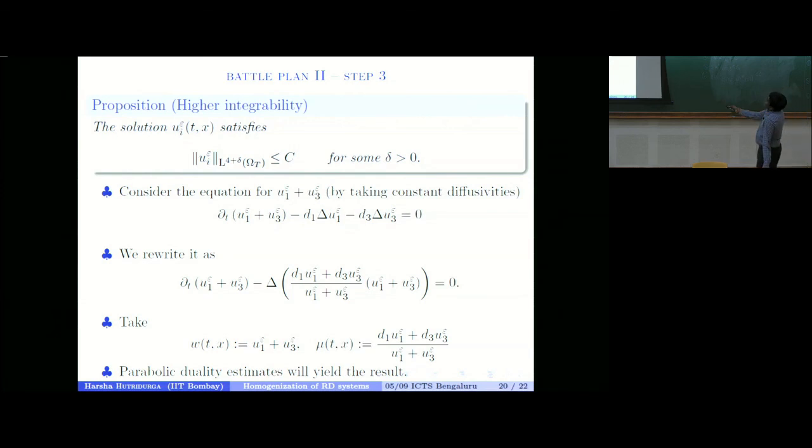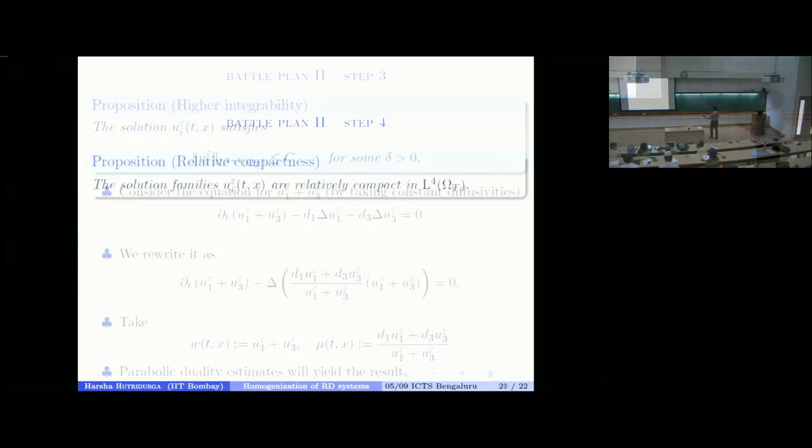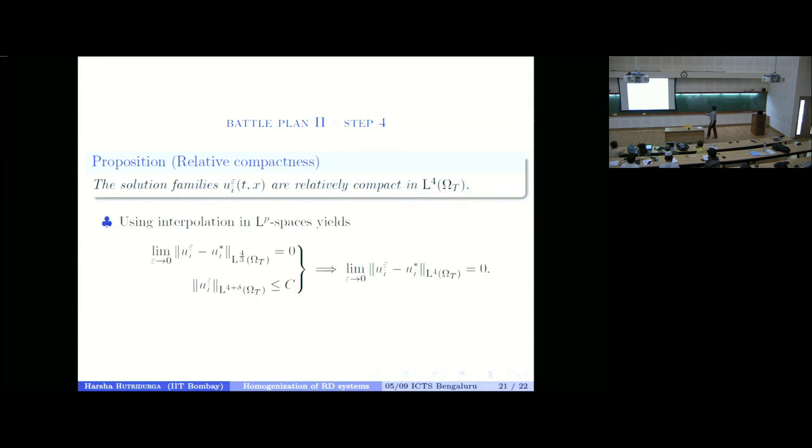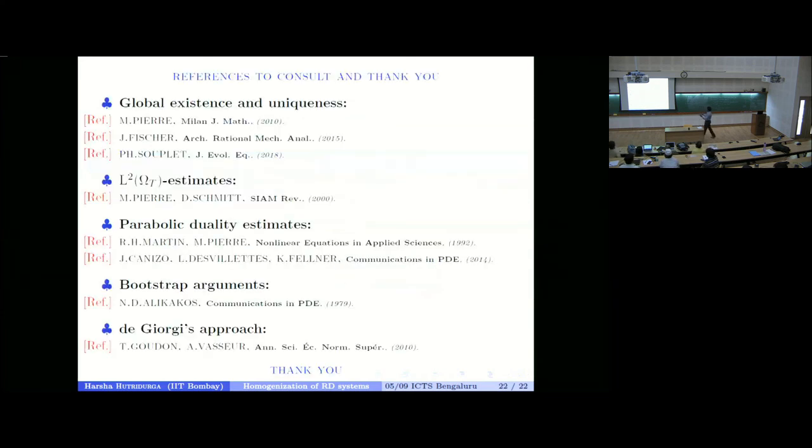Okay. I hope you are convinced that you can get a uniform estimate in L4 plus delta for any delta positive for these concentrations. So we have done all the hard part, and this last step is just an interpolation inequality. We had shown that you have strong compactness in L4 third, and we have just proved that you have uniform boundedness in L4 plus delta. You get strong compactness in L4. Okay, with this I stop by giving these references.